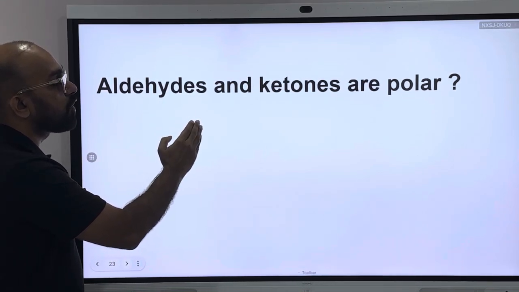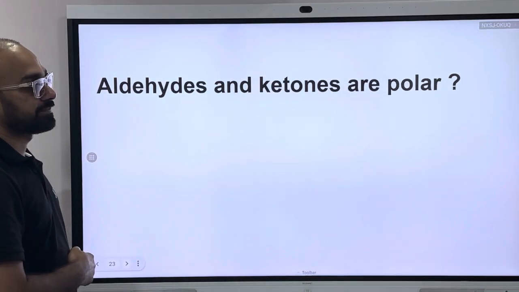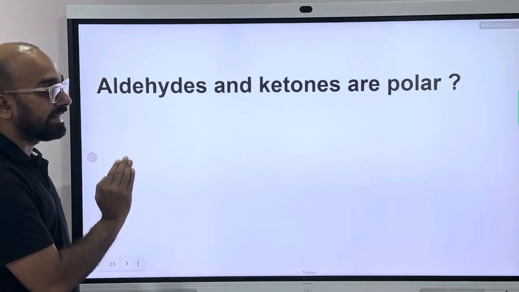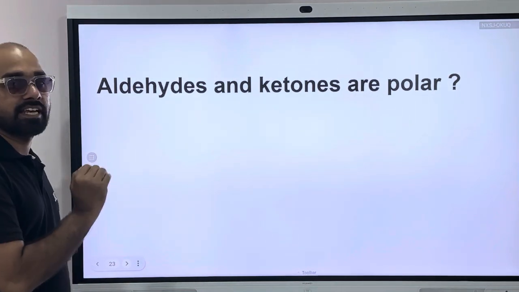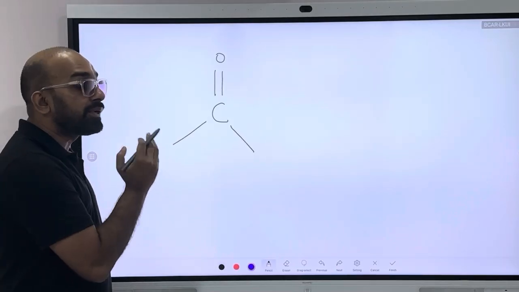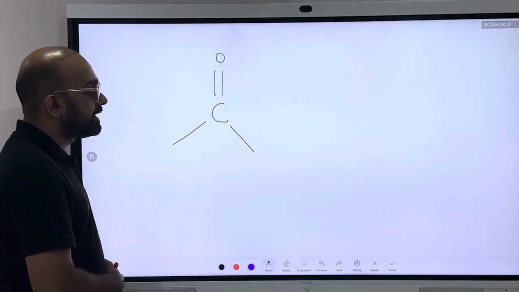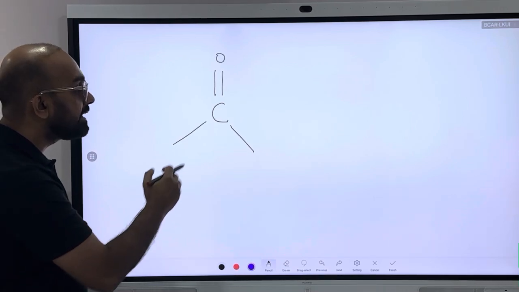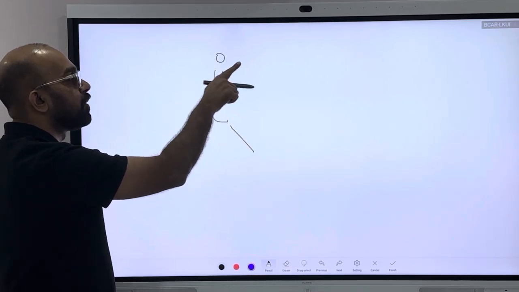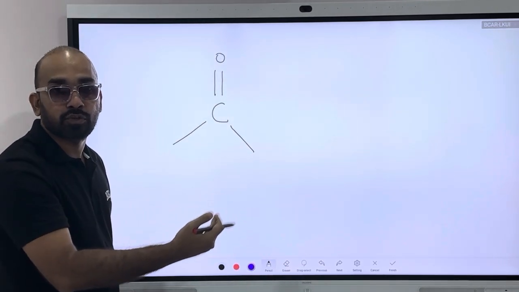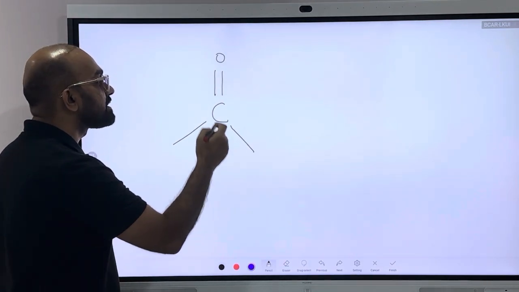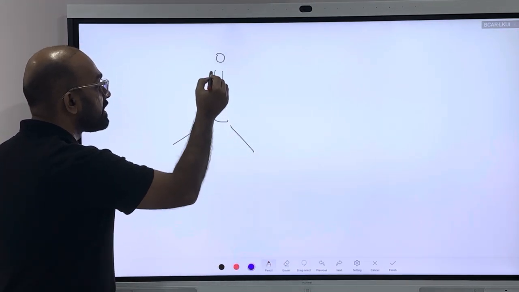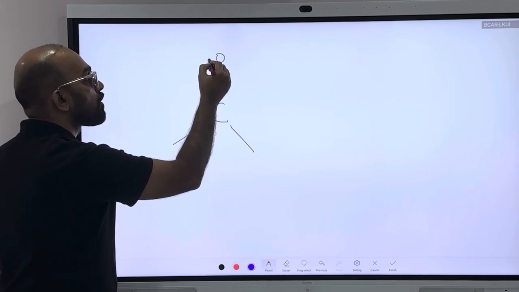Aldehydes and ketones are polar. First I will give you a detailed answer, then a statement answer. If you take ketone and aldehyde, you can see the carbonyl group is common. In that carbonyl group, we know oxygen is what? More electronegative, right? Due to that, this electron pair will shift towards oxygen.